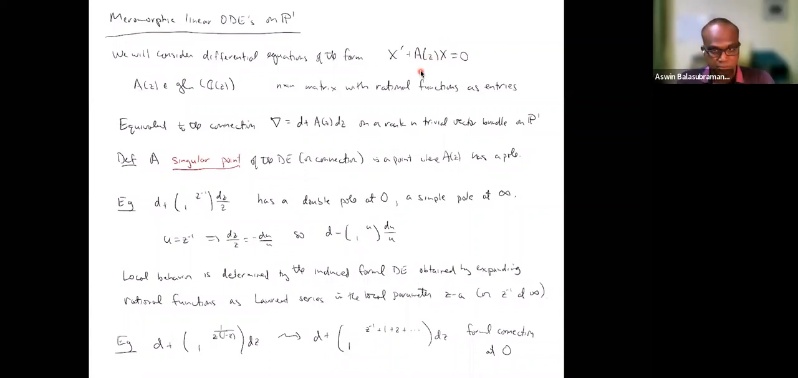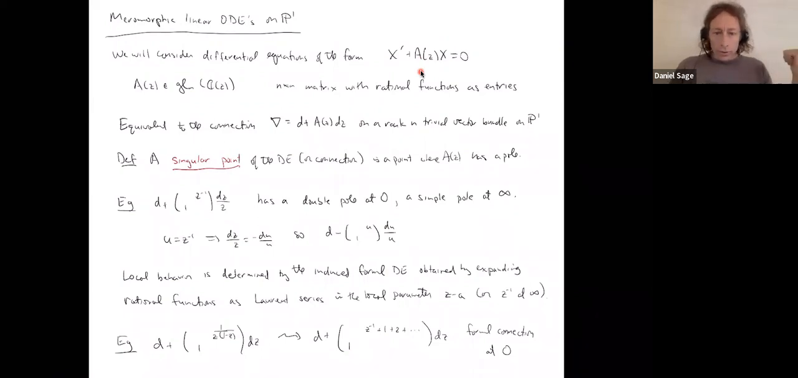Okay, so we're going to be looking at, essentially, we're going to turn into the language of connections in a second, but differential equations of the form x prime plus a(z) x equals 0. So in other words, first order linear equations, but systems. So this is a matrix equation. And we're going to assume that this equation is meromorphic, but meromorphic in the algebraic sense. So I would just want the matrix of my connection to consist of rational functions, not meromorphic functions in the sense of complex analysis.